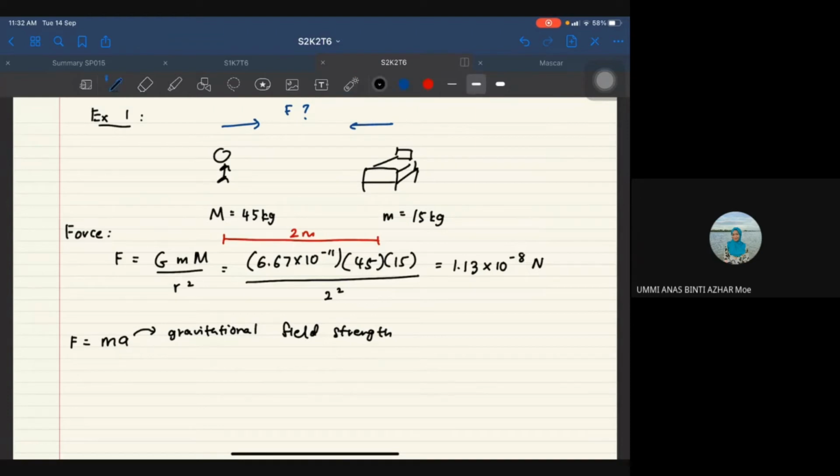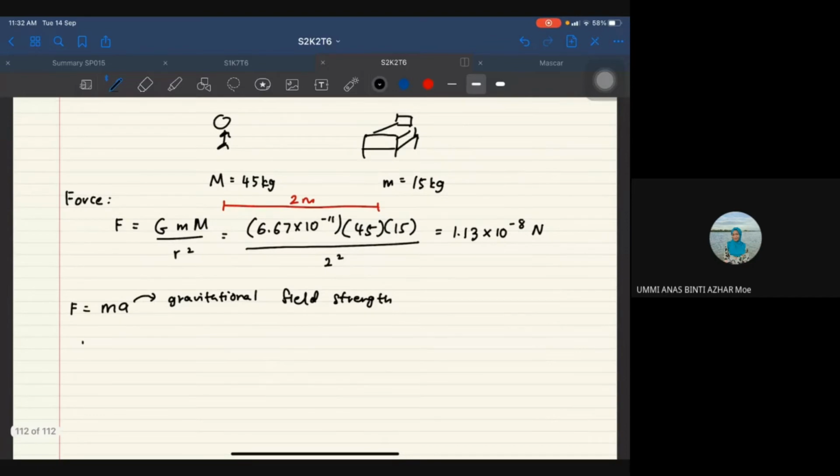So I can rearrange this equation, so I can get that A here is equals to F over M. So if I want to use the gravitational field strength, tadi punya formula, Newton gravitational law, G M M over R squared, that I have to divide with M at the square. So formula ni tak ada dalam nota kamu, selesai padam. Dulu ada, sekarang tak ada.